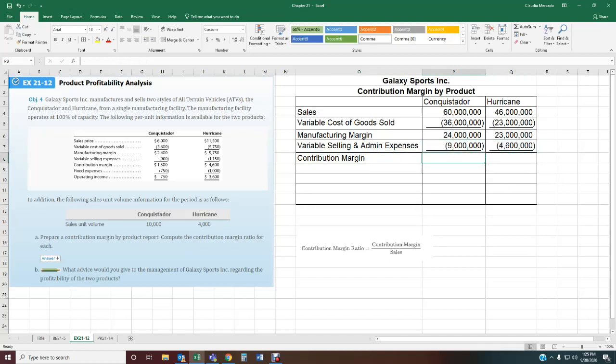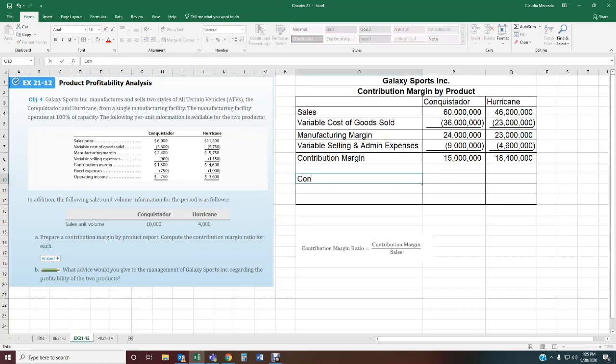Your contribution margin is going to be your manufacturing margin minus your variable selling and admin expense. So it'll be your 24 million minus the 9 million, which gives you 15 million. The 23 million minus the 4.6 million is going to give you 18,400,000.